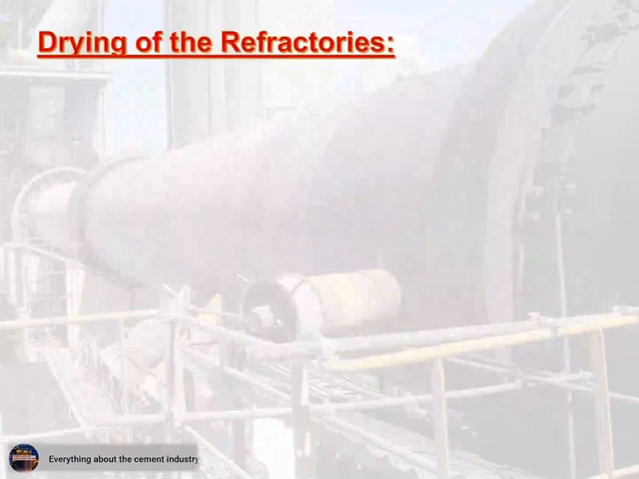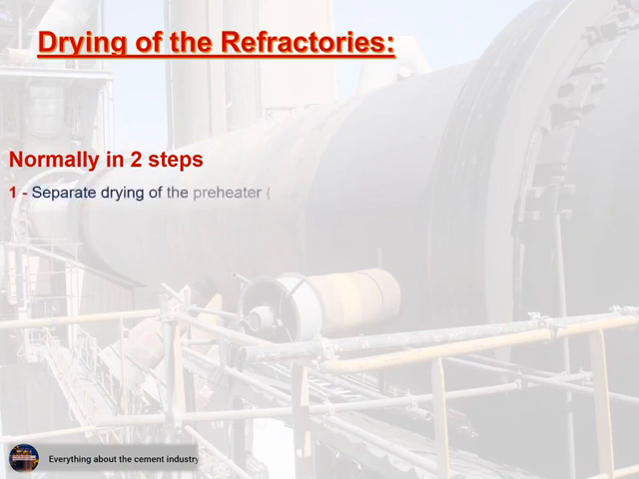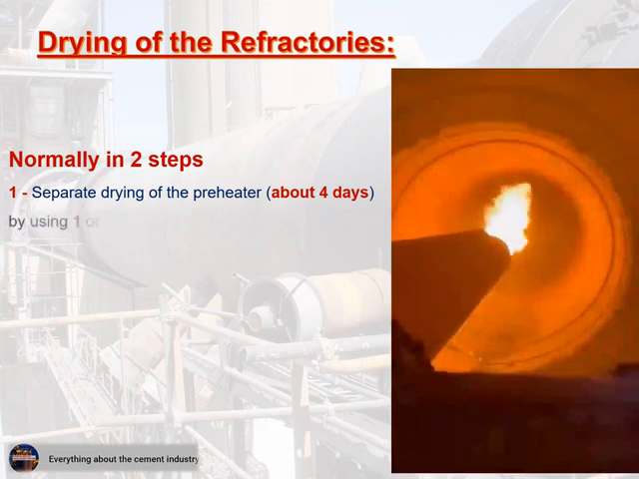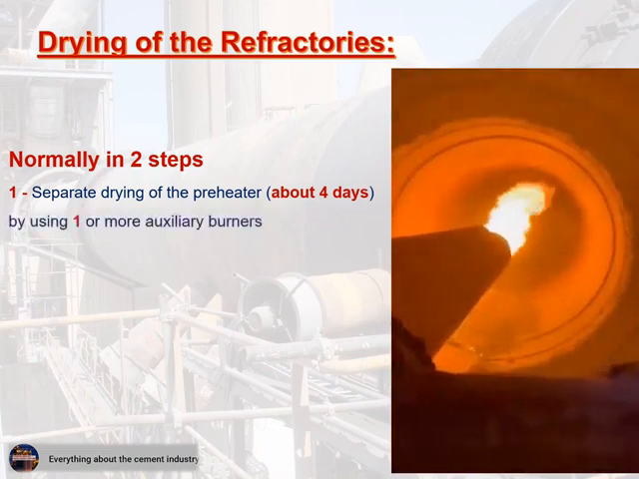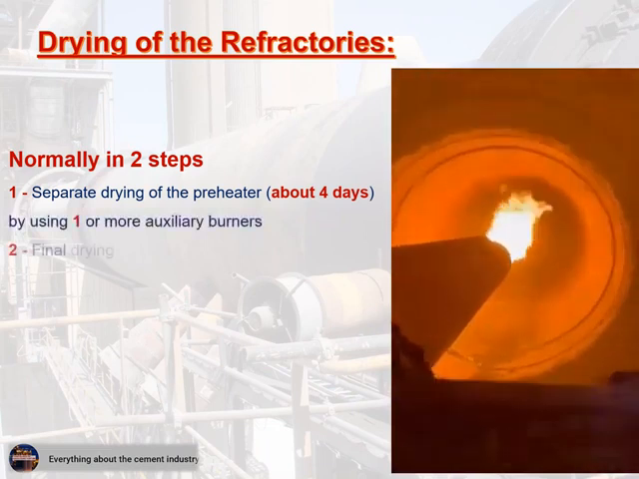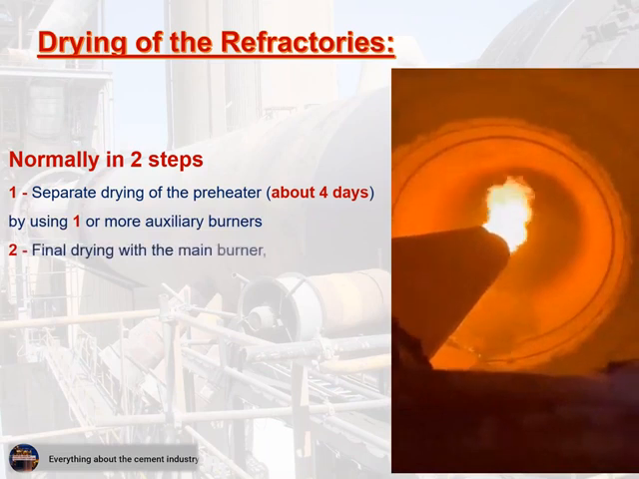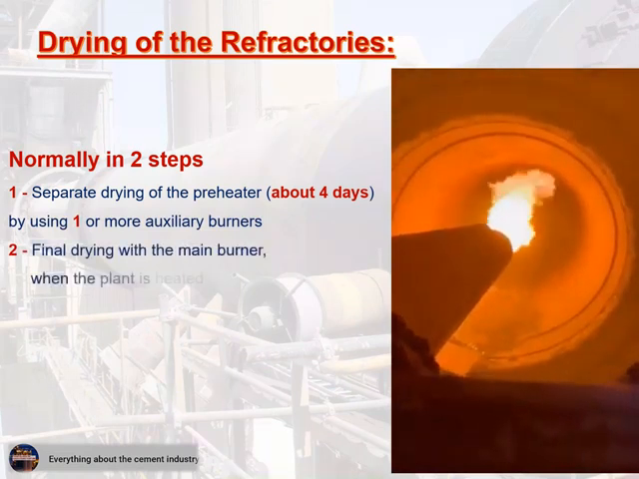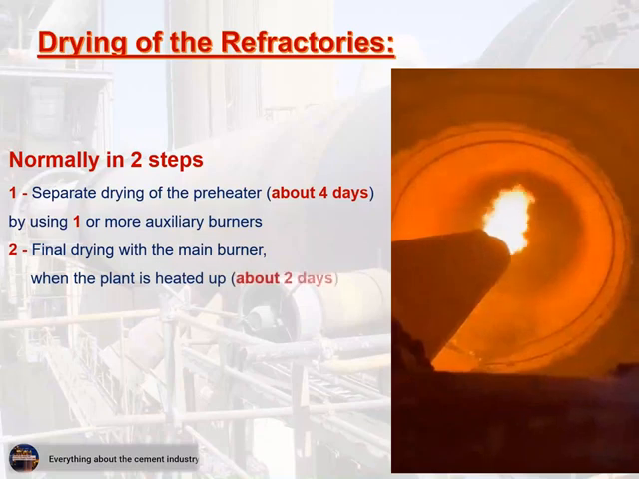Drying of the refractories, normally in 2 steps. 1. Separate drying of the preheater, about 4 days, by using 1 or more auxiliary burners. 2. Final drying with the main burner, when the plant is heated up, about 2 days.